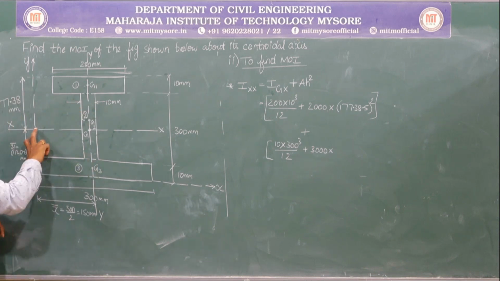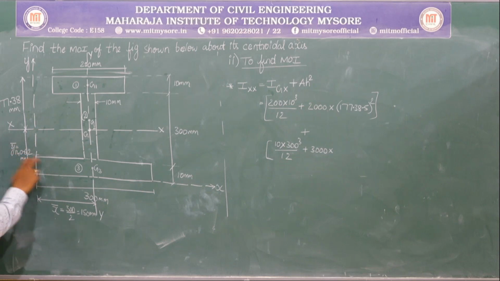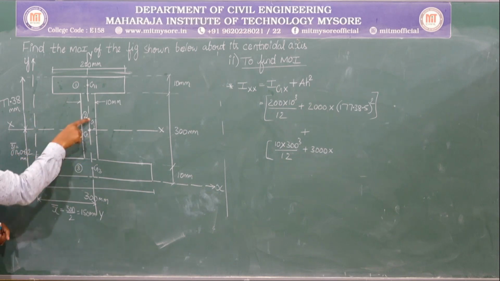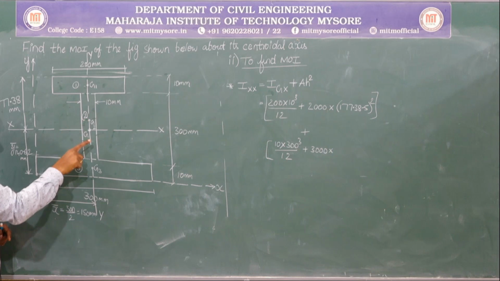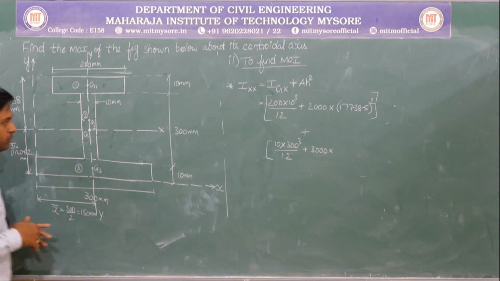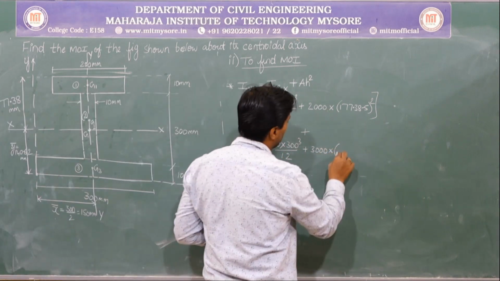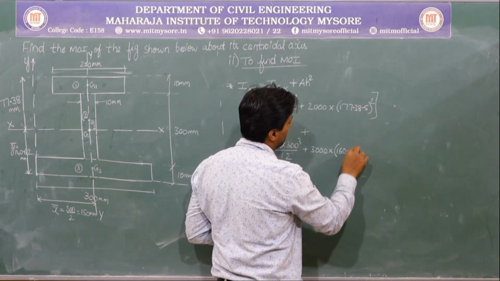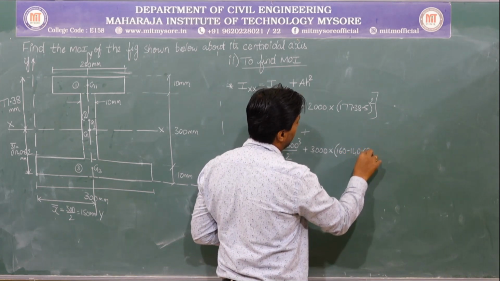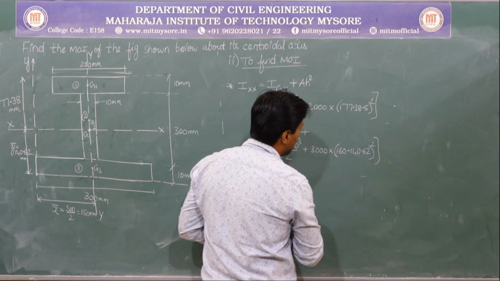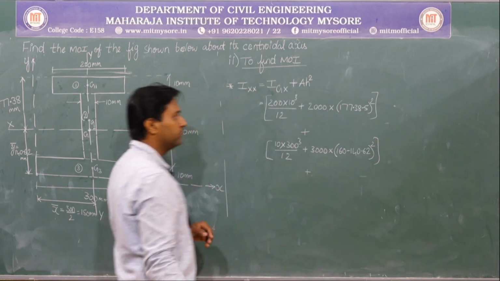But I know this distance, it is 140.62. So can I do it like this? Total distance is 160 minus 140.62 and it will become square. Similarly, let me go with one more diagram.